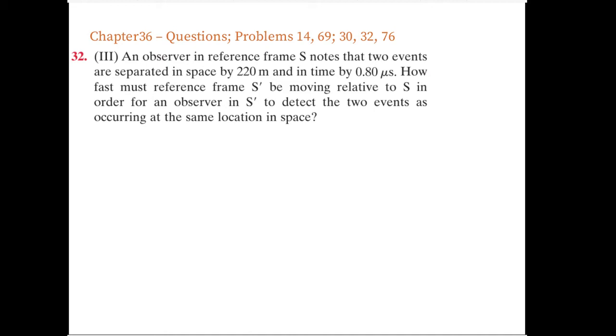So for problem 32, we have an observer in the reference frame S who notes that two events are separated in space by 220 meters and in time by 0.80 microseconds. How fast must reference frame S prime be moving relative to S in order for an observer in S prime to detect the two events as occurring at the same location in space? Okay, so let's take a look at this one.